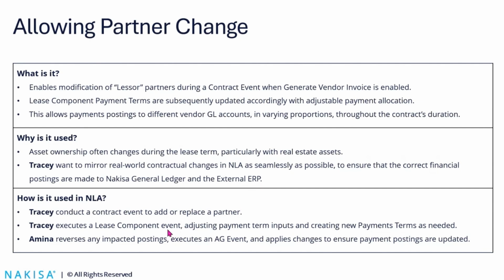How we will do this is that we will first run a contract event and change or replace a partner. Then the second step would be to run a lease component event whereby you'll be adjusting the payment term inputs and creating new payment terms with the new partner included or replaced. And last, if any postings were already made, the user will have to reverse those postings and then run an activation group event, toggling the likely to exercise and applying the changes to ensure that the payment postings are also updated, because that's the key. This is the whole reason why we have introduced this new feature.